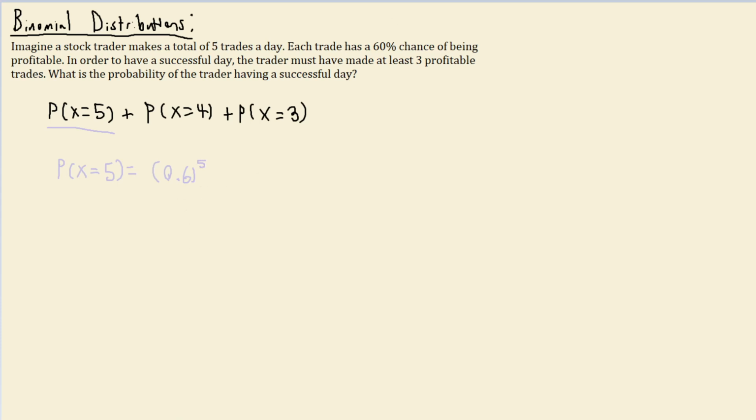And then what's the probability of the trader having 4 successful trades, or this one right here? Well, you could imagine that this would be equal to the probability of 4 successful trades multiplied by the probability of 1 unsuccessful trade. But how many different ways can this happen? We discussed this in our last video, but if you have 5 different possibilities, and we're looking at the case where we have 1 unsuccessful trade, but all of the other trades are profitable, this unsuccessful trade could be the first, but it could also be the second, or the third, or the fourth, or the fifth.